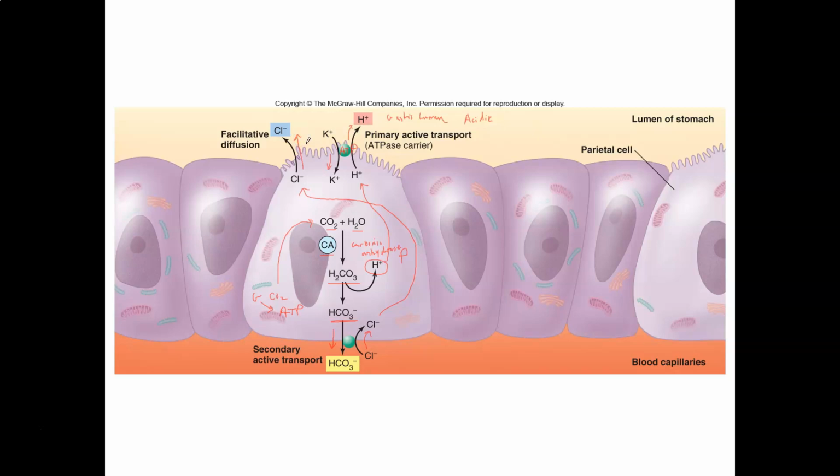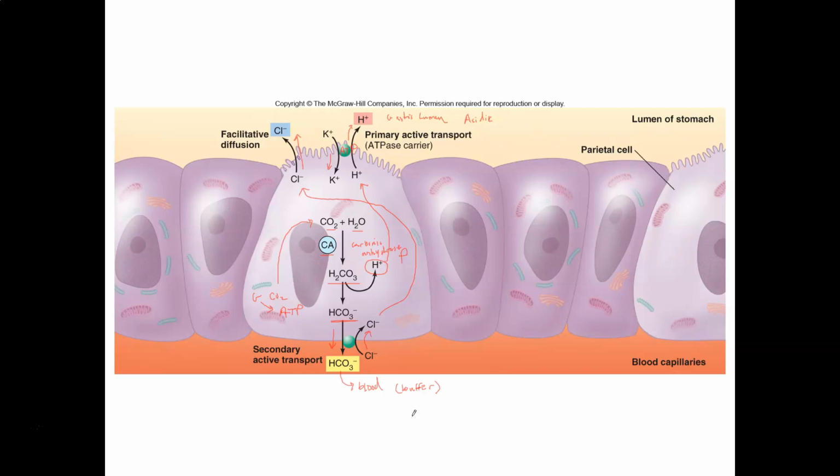So bicarbonate is entering the blood, and that actually can act as a buffer in circulation. What we notice is that the blood that is leaving the stomach actually has a slightly more alkaline pH than normal blood. So we refer to this as an alkaline tide, if you will. So there's alkalinity as the blood is leaving the stomach.